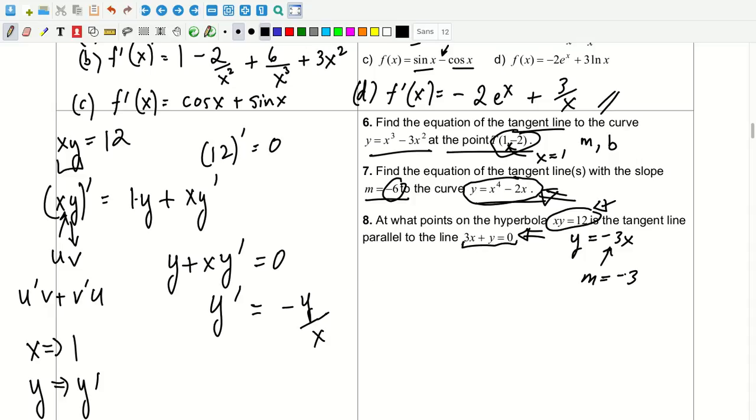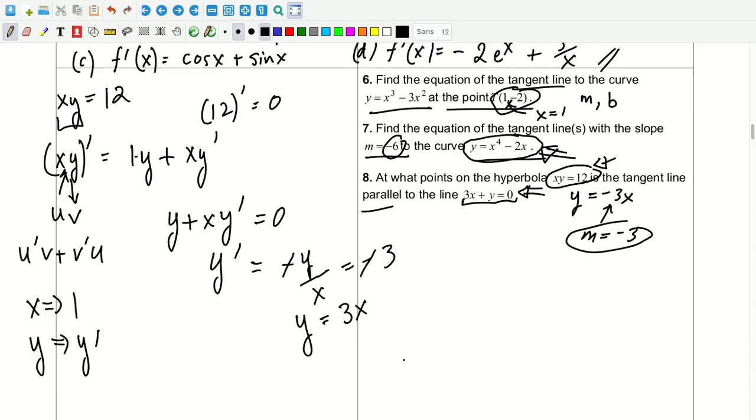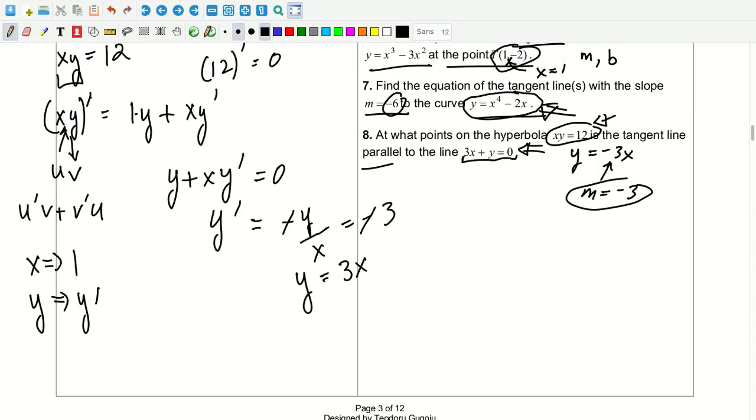Now the derivative has to be negative 3 again because they're parallel. So I set it equal: negative y over x equals negative 3. The negatives will cancel, so y should be equal to 3x. Now I've solved for y in terms of x, and we know that no matter what, the points of interest have to lie on this hyperbola, meaning they have to satisfy that equation. So all I have to do is plug in this y value, which is 3x, into my equation and solve for x to get the x values of the points.